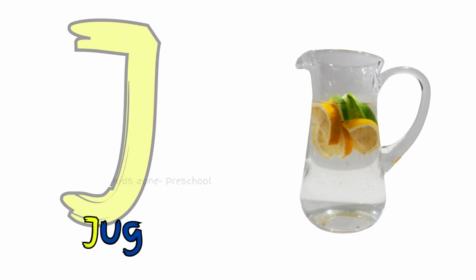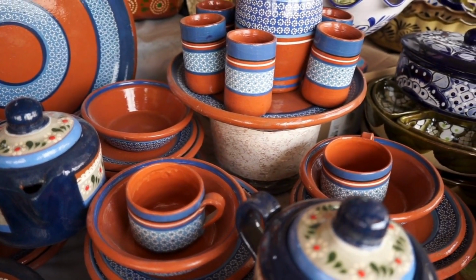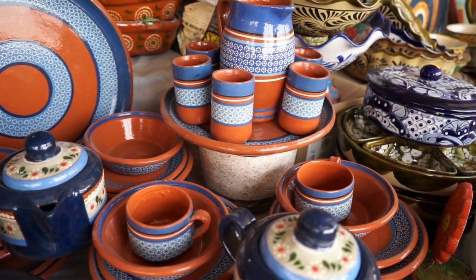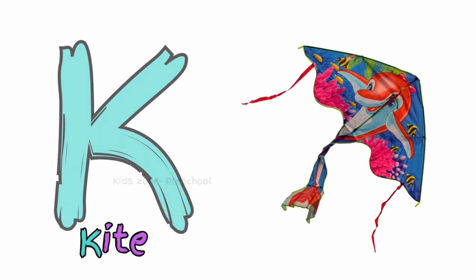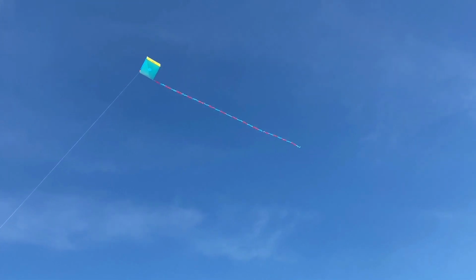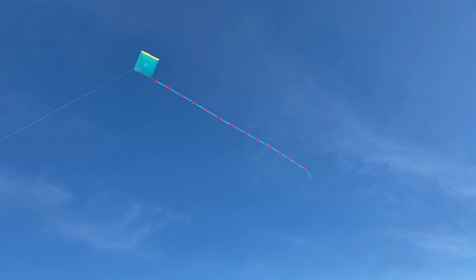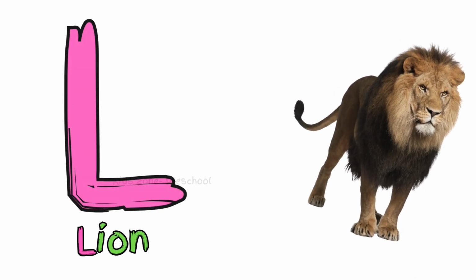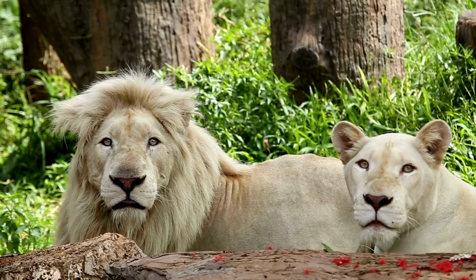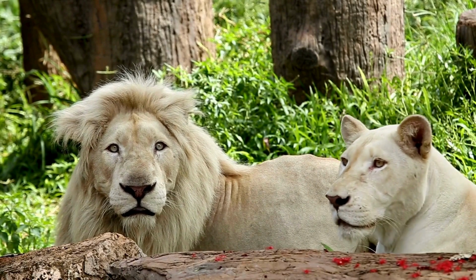J. J for jug. Jug. K. K for kite. Kite. L. L for lion. Lion.